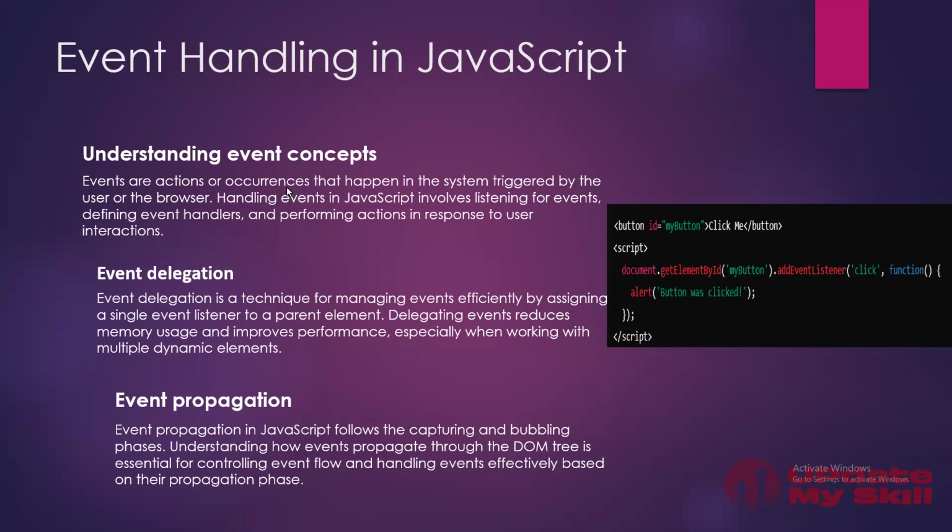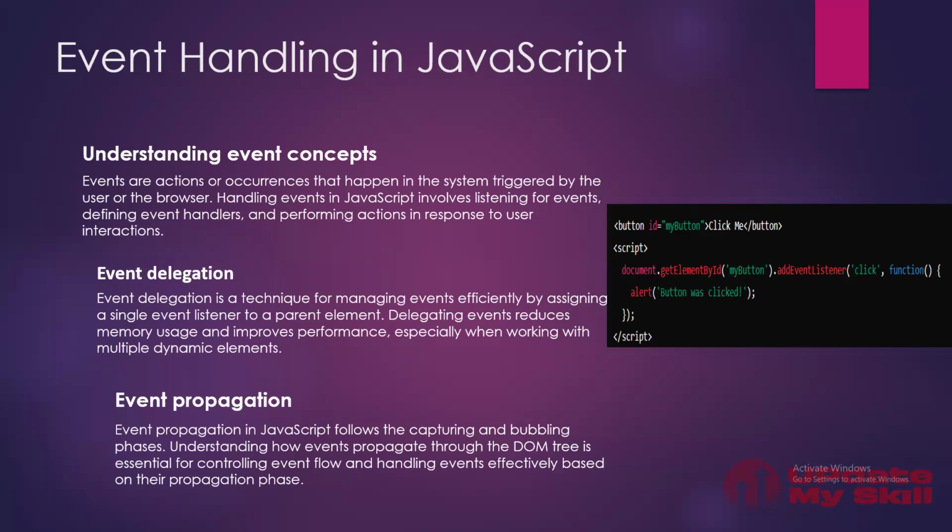Event propagation in JavaScript follows the capturing and bubbling phases, understanding how events propagate through the DOM. The DOM is something I will explain in the next slide. So that is another concept. The DOM tree is essential for controlling event flow and handling events effectively based on the propagation phase. So this is an example of how we can access the events.